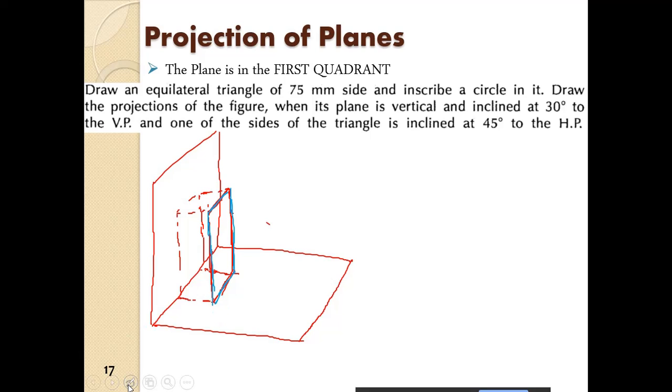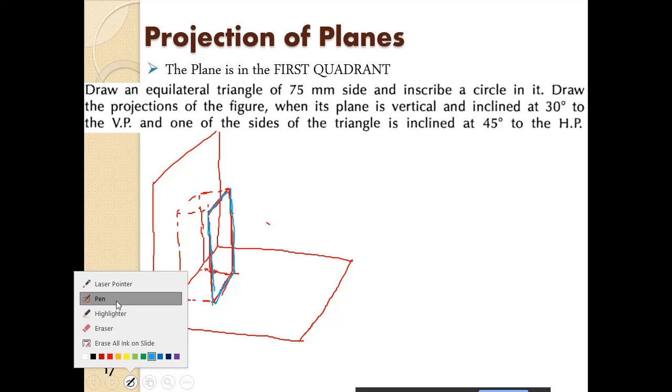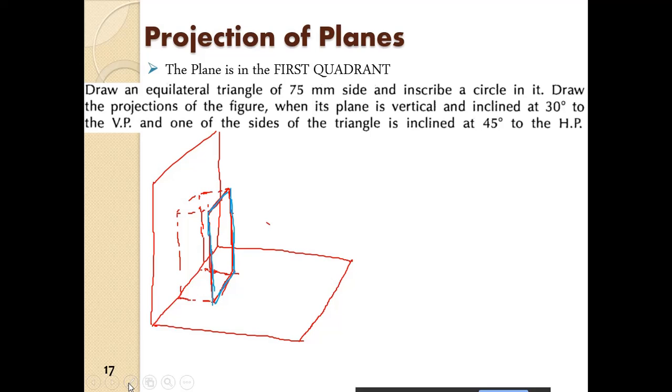Now what we have to do is rotate it such that this rotation is 30 degrees, right? About this axis we have to rotate it like a door, like you are opening a door, and on that door you have to inscribe whatever you have to inscribe.